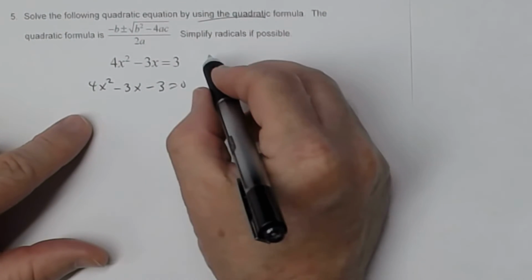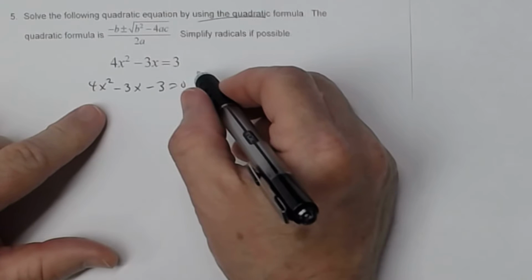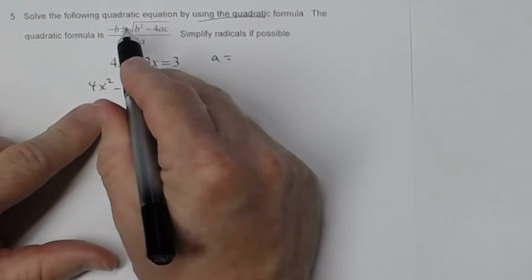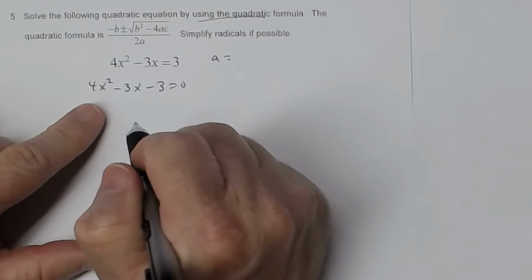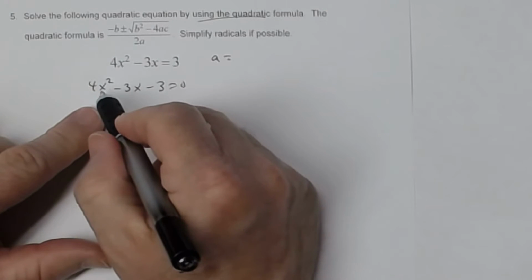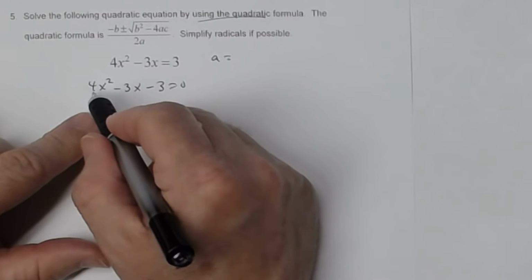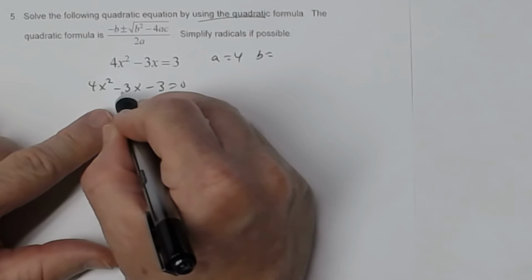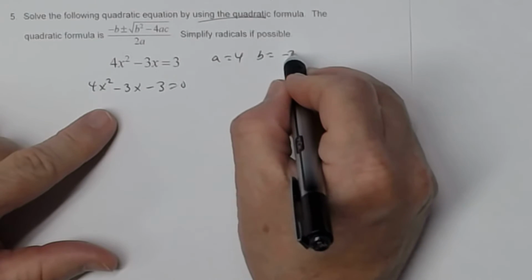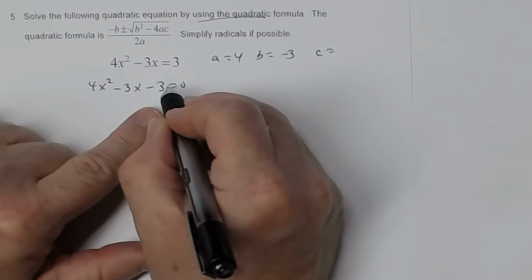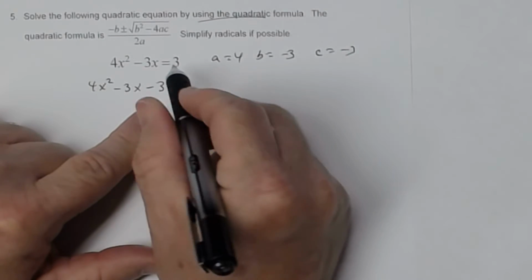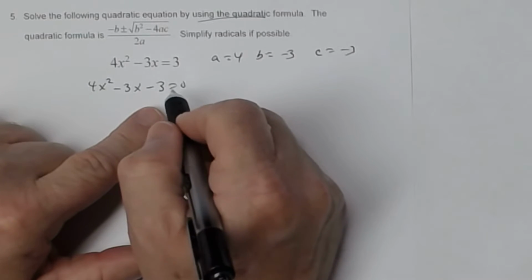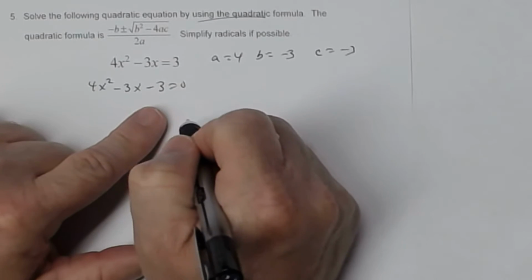And the next thing you do, and most students do this, is they'll label the a, b, and c that I need to put into this quadratic formula. So remember, a is the coefficient of x squared, which is 4. b is the coefficient of x, which is a negative 3, not a positive 3. And then c is your constant, which is a negative 3. So be careful. Some students will say 3 because they see a 3 here, but you have to put it in standard form. You need 0 on that other side.